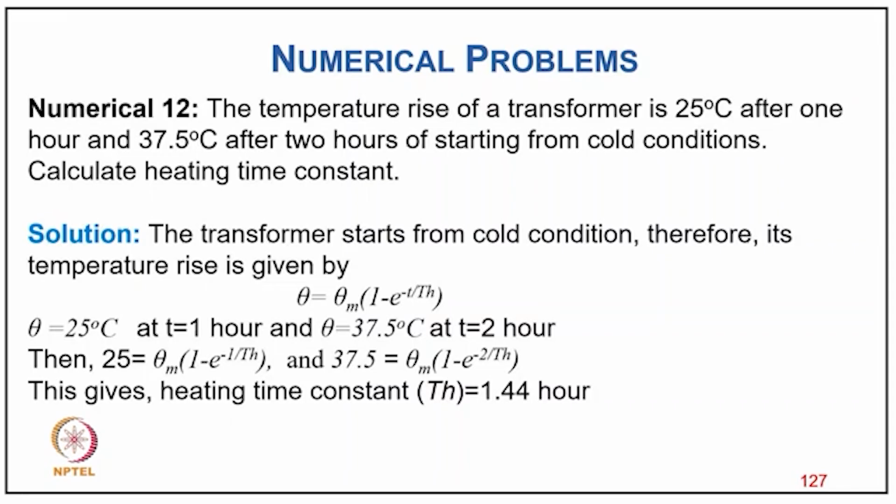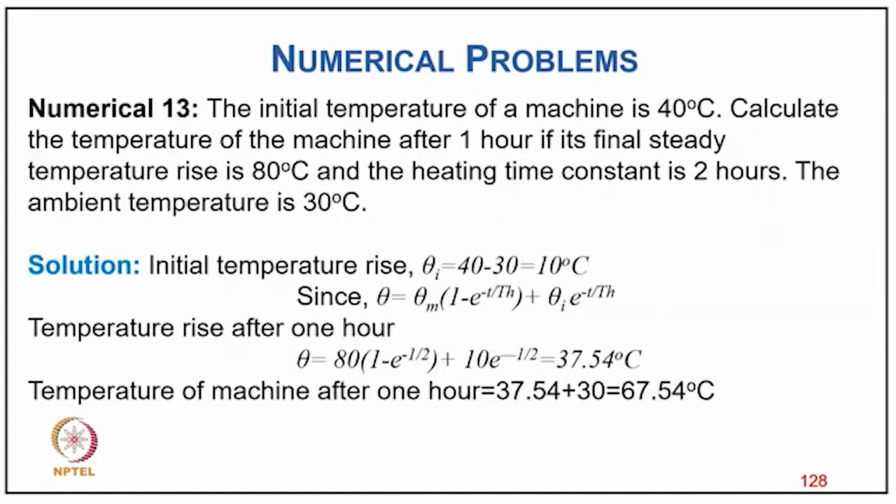So the solution: the transformer starts from cold condition, therefore its temperature rise is given by theta equals theta m into (1 minus e to the power minus t upon tau h), and theta equals 25 degrees Celsius at 1 hour and theta equals 30.5 degrees Celsius at 2 hours. Then putting the values in this relation, 25 equals theta m (1 minus e to the power minus 1 upon tau h) and 30.5 equals theta m (1 minus e to the power minus 2 upon tau h). So this gives the heating time constant of 1.44 hour.